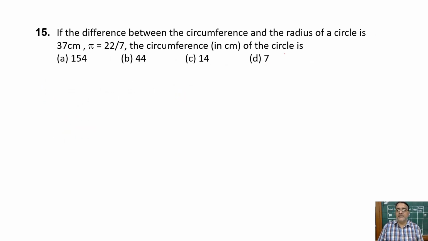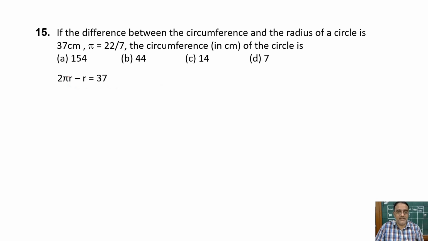If the difference between the circumference and the radius of a circle is 37 centimeter, pi is equal to 22 by 7, the circumference in centimeter of the circle is dash. The same question can be asked for area also. ठीक है? Right. So what is given, that the difference between circumference and radius. तो circumference radius से हमेशा बड़ा रहता है because it is 2 pi into r. Okay. So that is why we will take 2 pi r minus r is equal to 37.